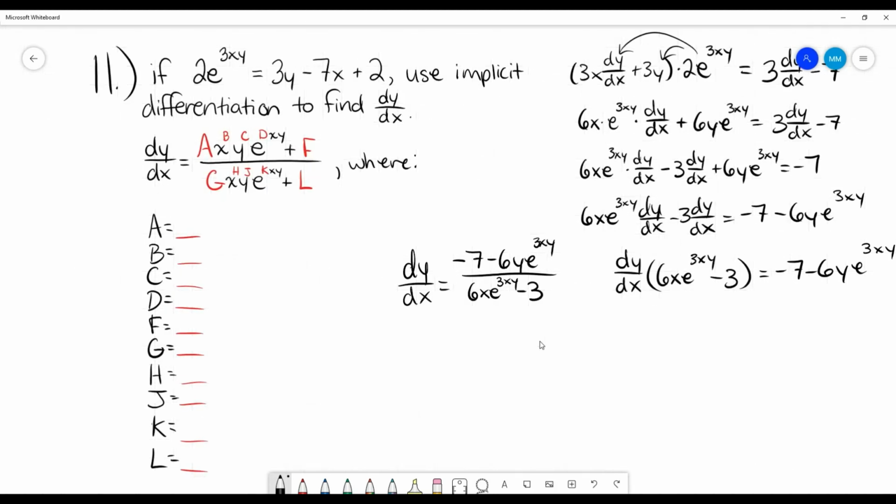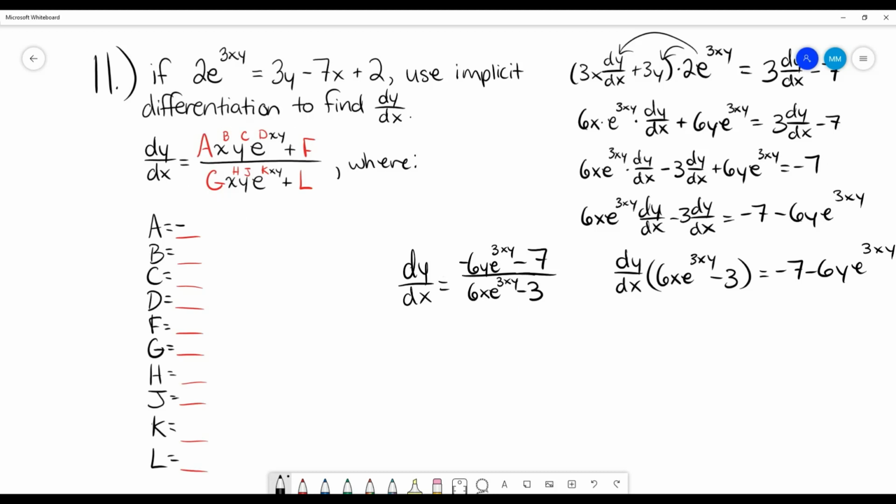And it's not quite in the exact terms that they wanted. I'm just going to move this around so that my negative 7 is at the end. So I'm just going to rewrite that bit there. Yeah, so it's negative 6y times e to the 3xy minus 7. And I just moved this around so that my negative 7 is at the end. And now it's in the terms that we want it to be in, just like that.